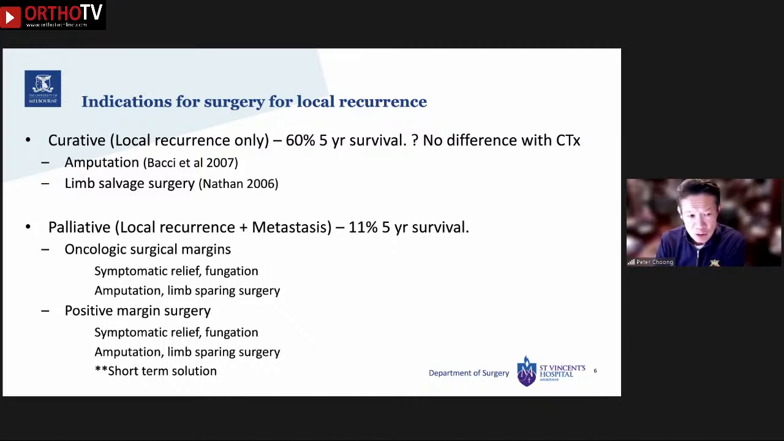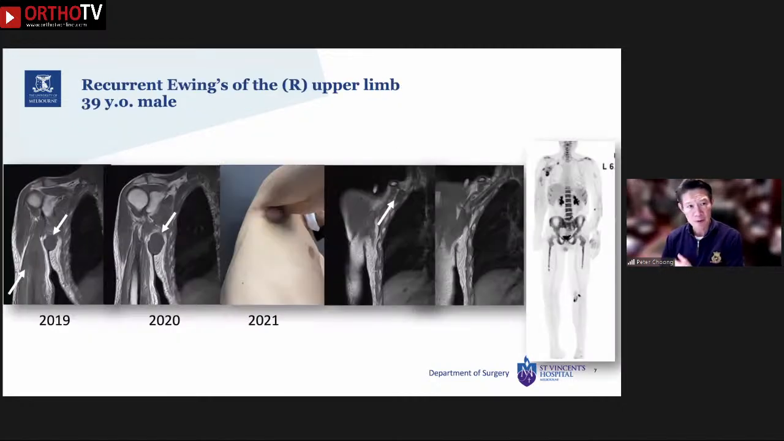Either way, you can choose oncologic surgical margins then, and you do that for symptomatic relief, fungation, and that can be achieved through amputation or limb-sparing surgery, or you can perform positive margin surgery. And once again, it is for a palliative extent, symptomatic relief, fungation. You can once again either use amputation or limb-sparing surgery, but this really is a short-term solution because you don't want to create another problem for the patient with positive margin surgery, and that is to create a fungating wound.